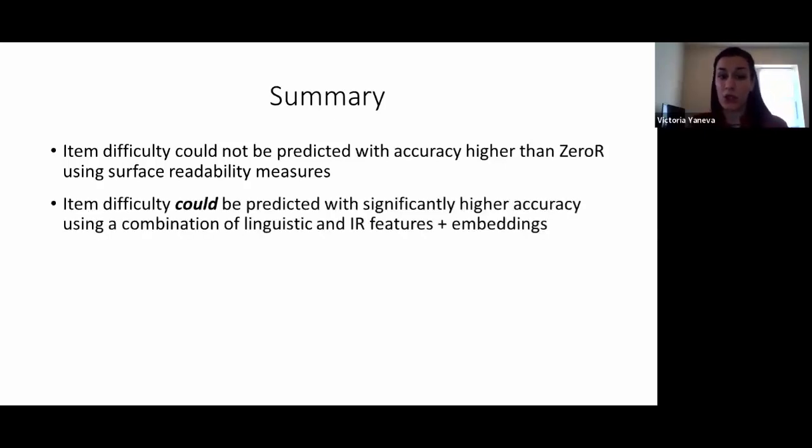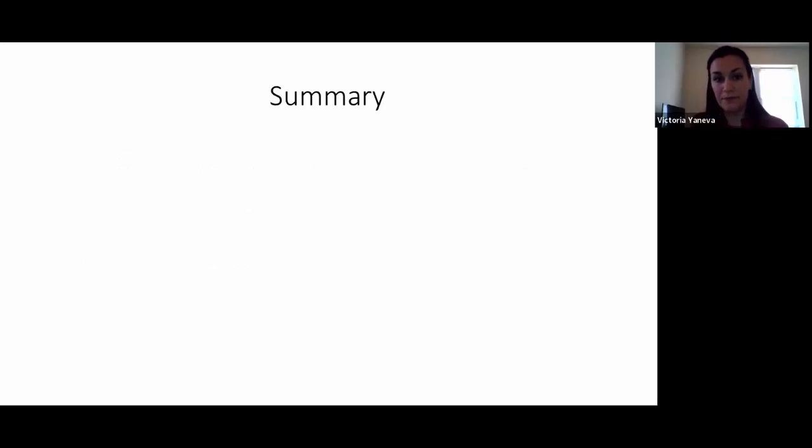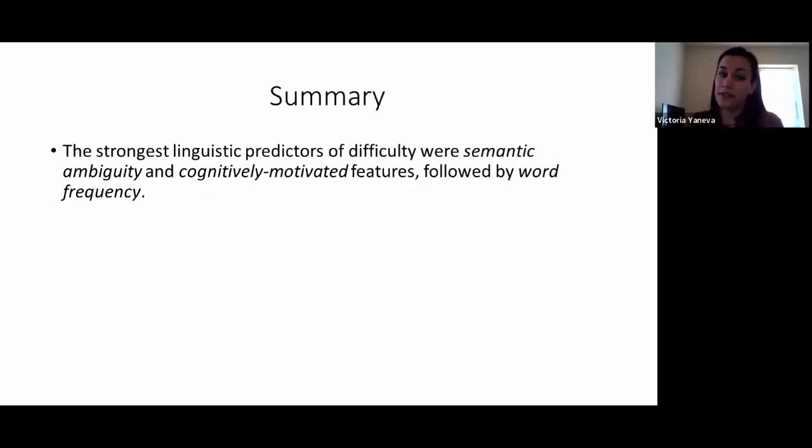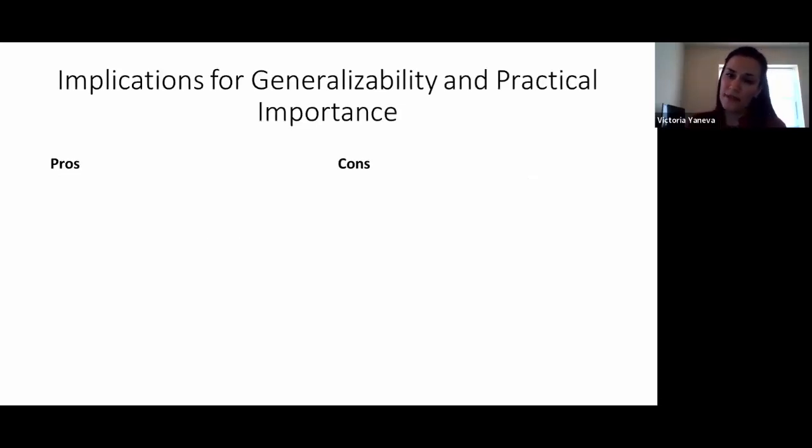However, item difficulty could be predicted with significantly higher accuracy using a combination of linguistic and IR features together with embeddings, where the model using all features performed the best, followed by the embeddings, followed by the linguistic features and the IR features at the bottom. And the strongest linguistic predictors of difficulty were semantic ambiguity and cognitively motivated features, followed by word frequency. Errors were largest for items at the lower end of the P-value scale. So these are the main conclusions.